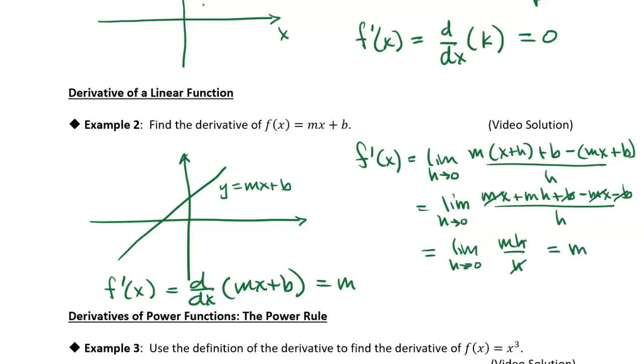So either way, we can use the definition of the derivative to show that a line with a general equation, y equals mx plus b, has a derivative of a constant m. So the derivative of a line is a constant. It's the slope. All right. Well, that takes care of two of the most basic types of functions. And in the next video, we'll talk about power functions.